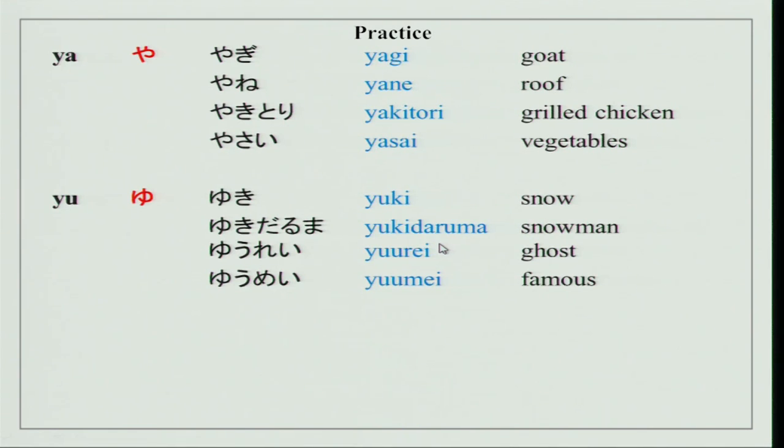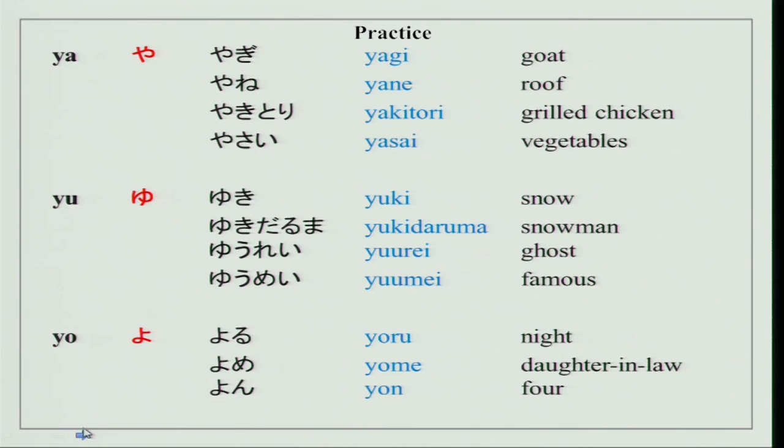Yuki. Yuki daruma, yure, yume, now again you will see that after yu, ye is not there. Why? Because ye again is similar to the vowel sound a. So it has been removed from the series and we directly go on to yo, yoru, yome, yon. Yon you have already done, so you will remember it.